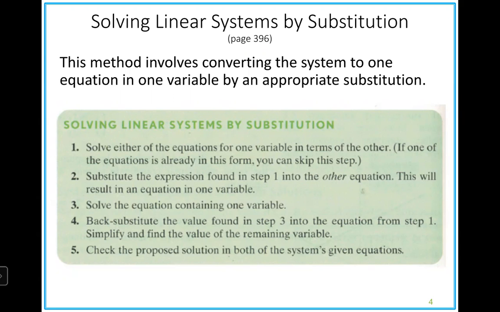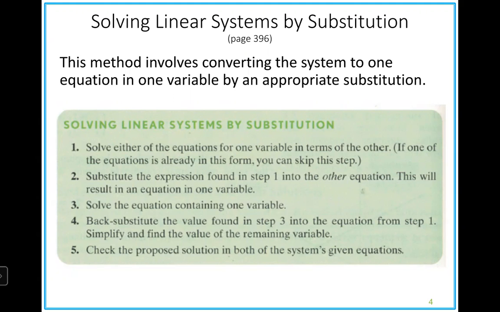So it says this method involves converting the system to one equation in one variable. Okay, and so the steps are shown there, 5 steps. It says solve either of the equations for one variable in terms of the other. Okay, and if one of the equations is already in this form, then you can skip that step. So we'll look at an example after this.